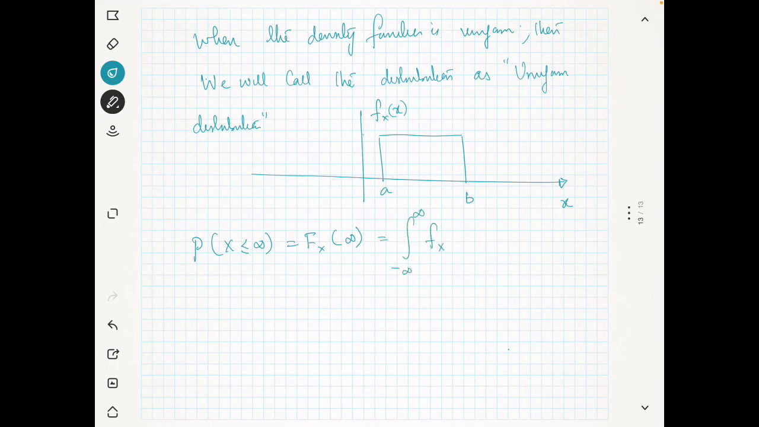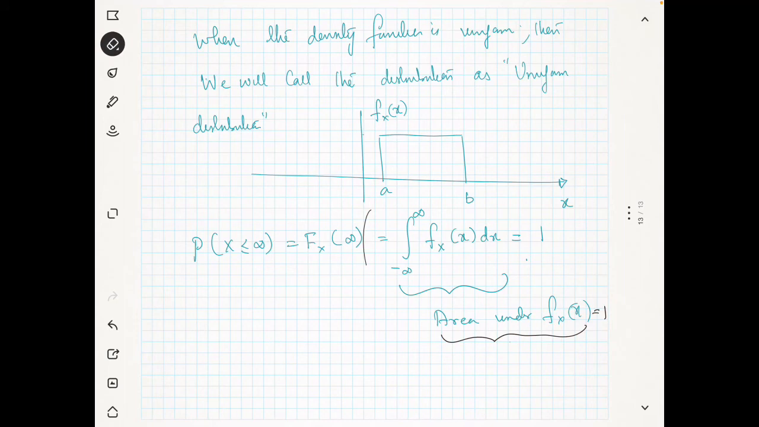That means you have to take the whole curve, from minus infinity to infinity of fx of x dx. I told you the probability that x is less than or equal to infinity means you are considering the extreme point. At the extreme point the value was 1, so this value will be 1. So what does it mean? This is nothing but the area under fx of x. So the area under fx of x will always be 1.